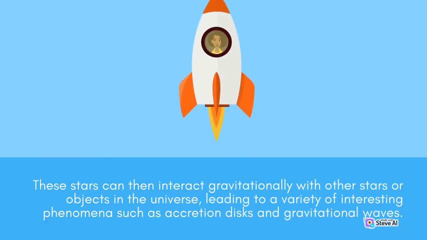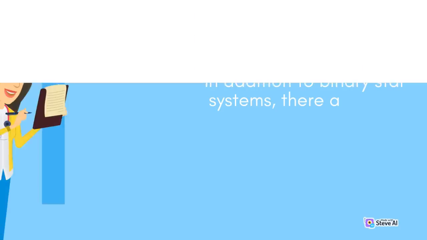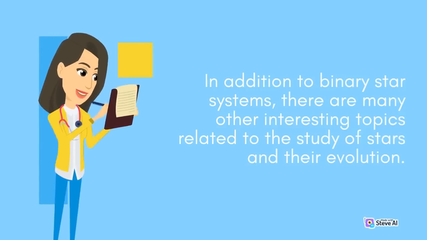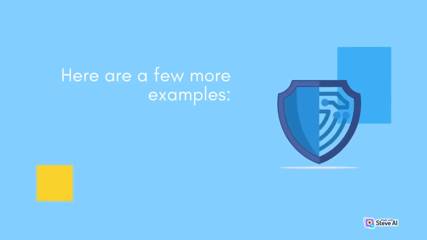These stars can then interact gravitationally with other stars or objects in the universe, leading to a variety of interesting phenomena such as accretion disks and gravitational waves. In addition to binary star systems, there are many other interesting topics related to the study of stars and their evolution. Here are a few more examples.